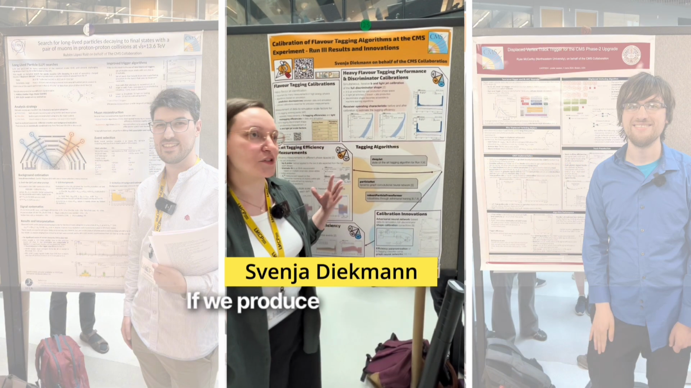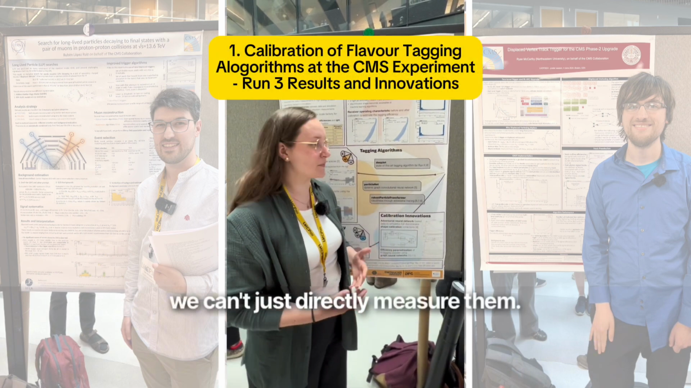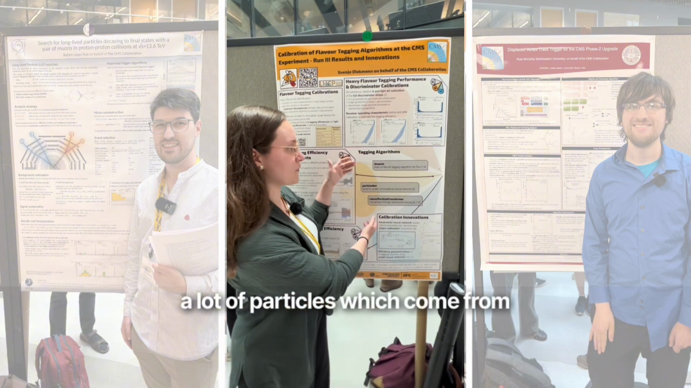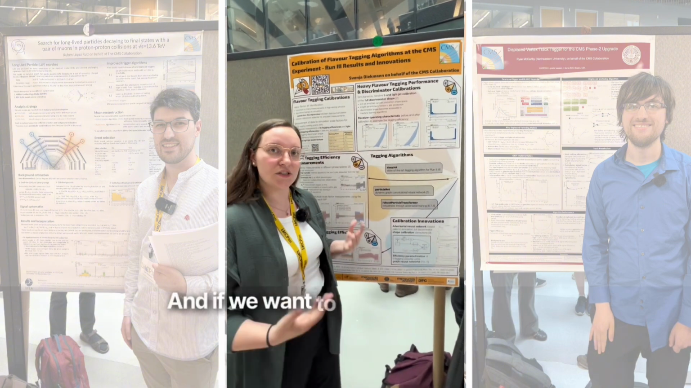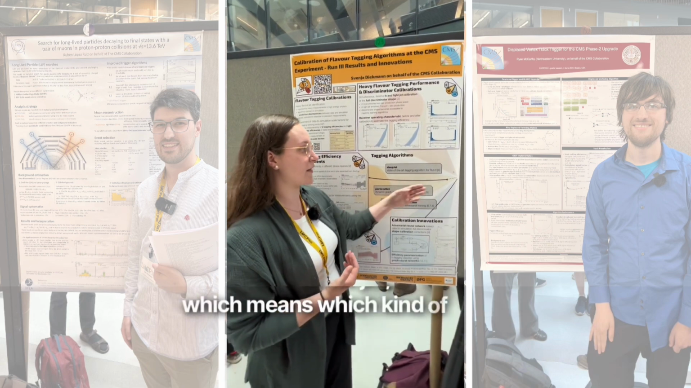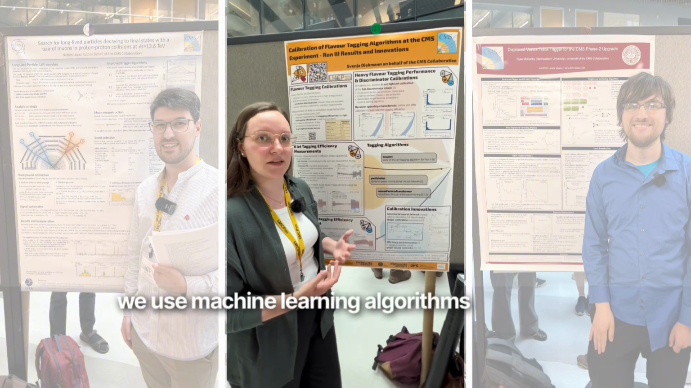So if we produce quarks at the LHC, we can't just directly measure them. What we measure is a lot of particles which come in the same direction, which we call a jet. And if we want to identify the flavor of the jet, which means which kind of quark it actually originates from, we use machine learning algorithms to do that.